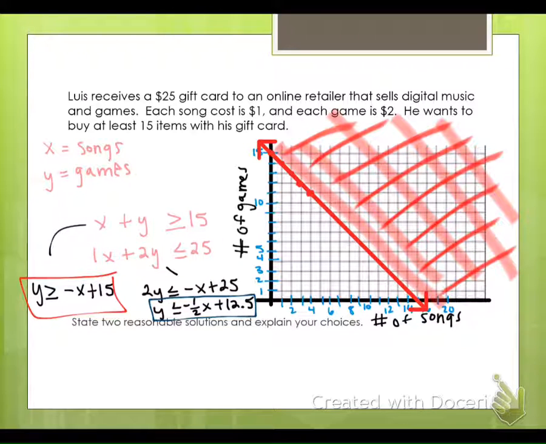The other one starts at 12.5, just halfway in between. Then we go down 1 over 2, down 1 over 2, down 1 over 2. Again, when we go to connect these, we'll use a solid line. And since it is less than or equal to, we're going to shade below this one.